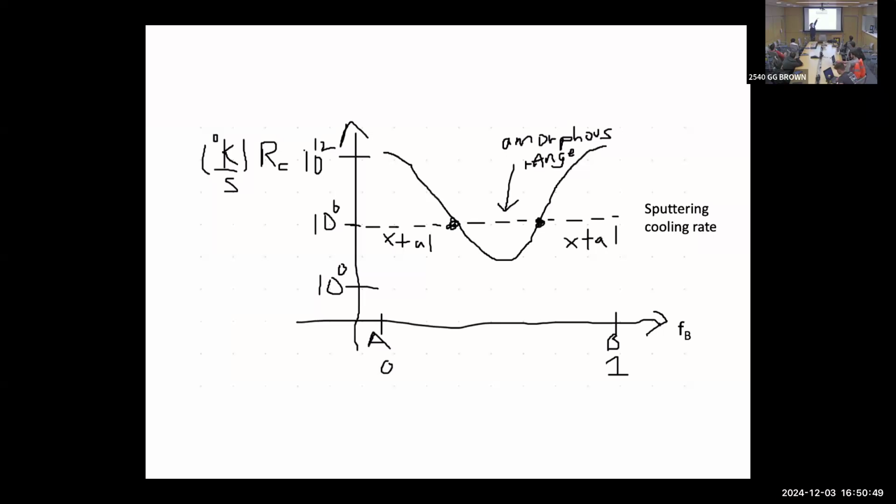So here, at this rate, I'm below the critical cooling rate and I will crystallize. Here, I'm above the critical cooling rate, I will form an amorphous phase. Here, I'm below the critical cooling rate and I will form a crystal. And so what I can get is the range of amorphous structures. And so the better glass formers are the ones that have a bigger range. And obviously, if you don't have a range, you're not a good glass former.